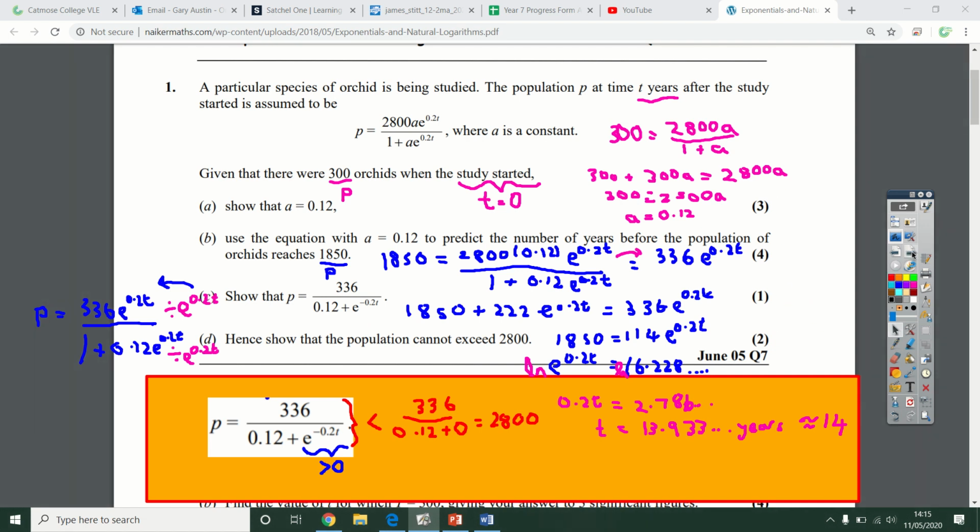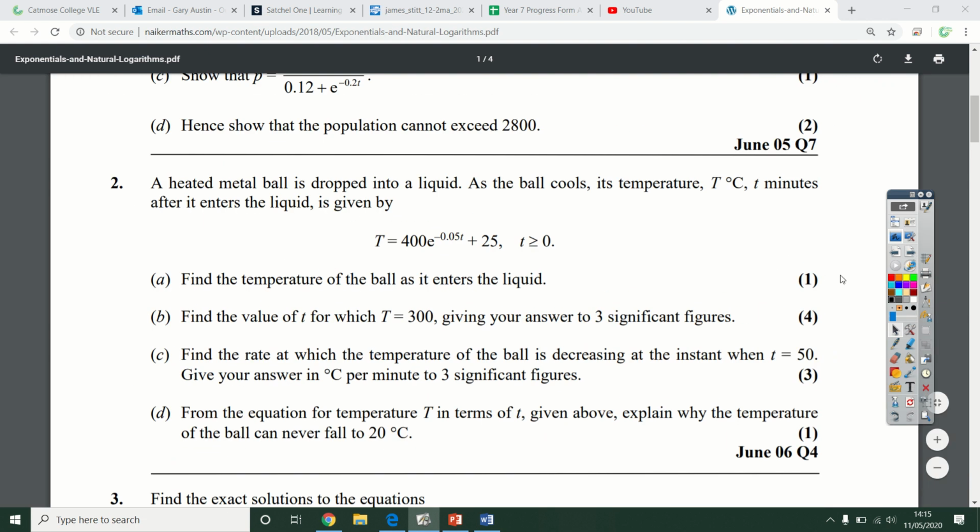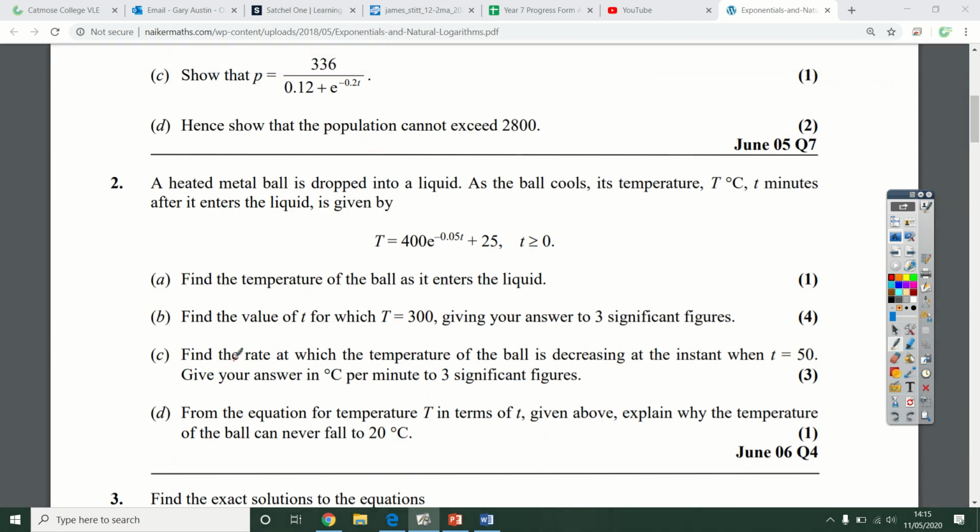Just another word of warning for the next part. I won't go through the whole question, but if you see the word rate, which it does say in that second question, find the rate. Anything to do with rates is a derivative. A rate of change, you want to do something by dt, d by dt of something. So that's kind of a trigger word for finding the derivative, not the value of t itself. So this would be dT by dt.